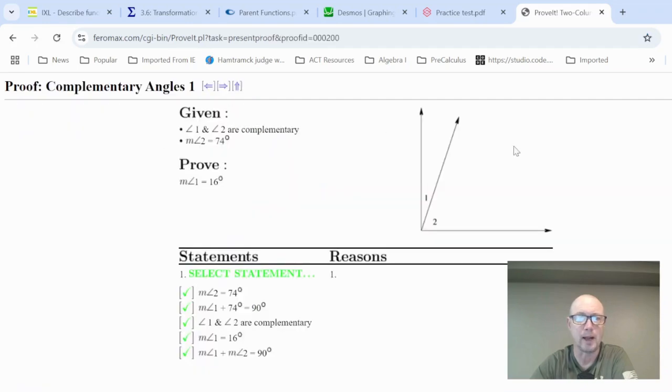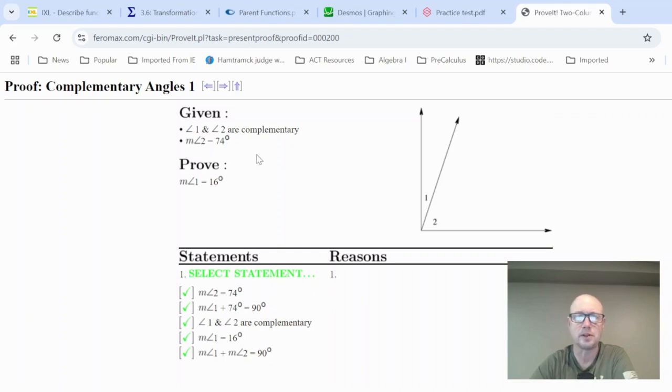So in this proof here, we have given angle 1 and angle 2 are complementary, and measure of angle 2 is equal to 74. I want to prove that the measure of angle 1 is equal to 16. The only thing I find on here that glitches is sometimes the picture will disappear when you do one of the steps in the proof, but then it will reappear in the next step. So let me show you what's happening here.